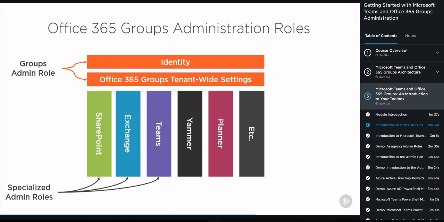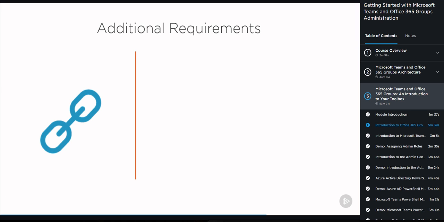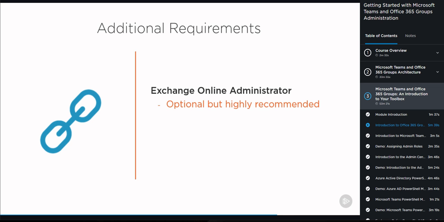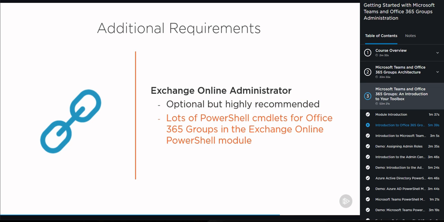Now, an additional requirement, which is not mandatory, is having the Exchange Online admin role. Again, this is optional but recommended because there are quite a few PowerShell cmdlets to control Office 365 groups that are only available in the Exchange Online PowerShell module, and this is really not for administering through the user interface, but for the PowerShell and automation cmdlets. So what are the tools that we will use to administer Office 365 groups?